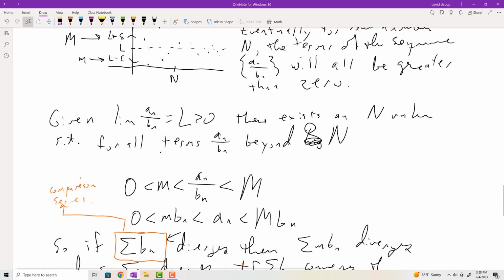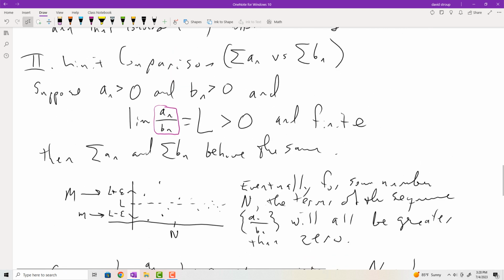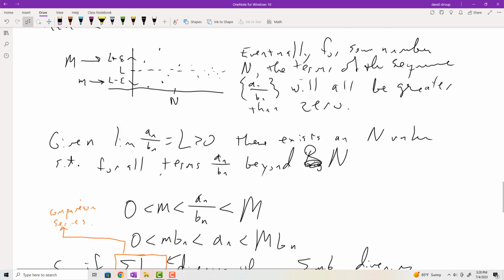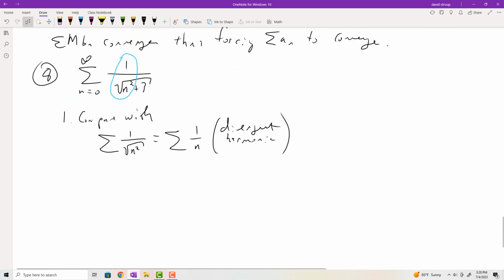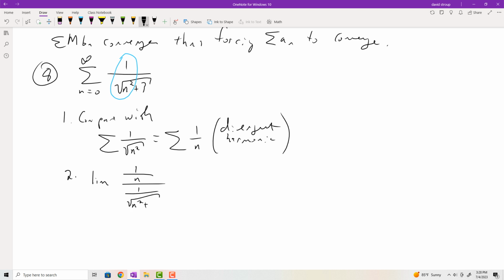From there, I'm going to form this limit of a sub n over b sub n. You don't have to get crazy with making sure the one on the top is the a sub n and the one on the bottom is the b sub n. That doesn't matter. So I'm just going to put 1 over n over 1 all over square root of n squared plus 3. This will be then the limit of the square root of n squared plus 3 all over n.